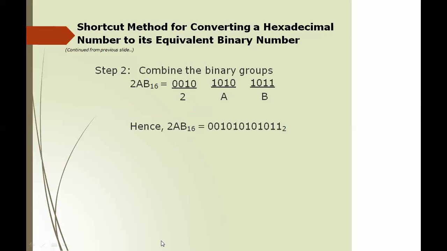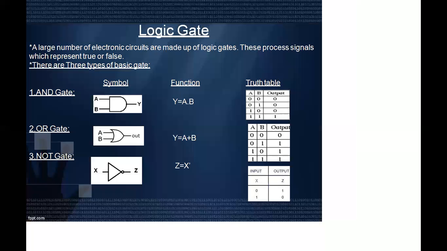And with this value we can convert a hexadecimal number into binary number. And our next topic is logic gate, and we know there are three types of basic gate, that is AND gate, OR gate, and NOT gate. And all of you know the symbol of AND, OR, and NOT gate.